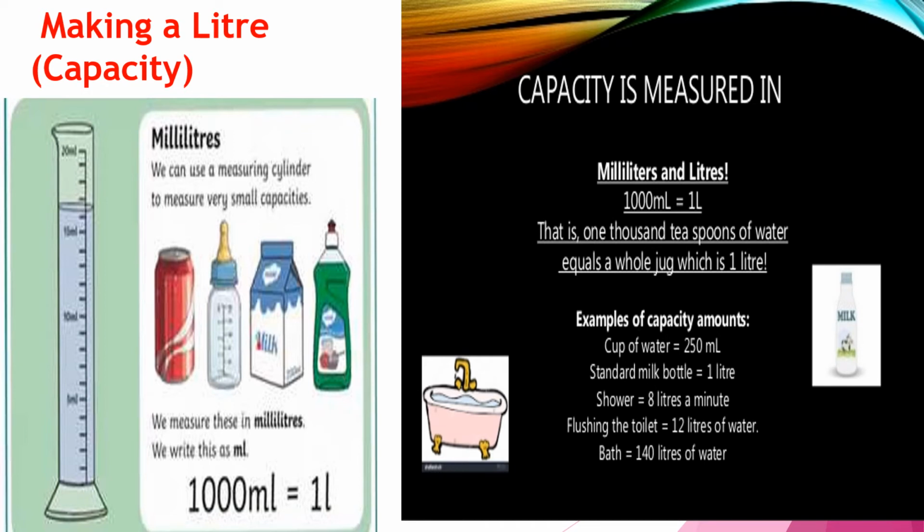Examples of capacity amounts are a cup of water. A cup of water equals 250 milliliters. So each time you drink a cup of water, you're consuming 250 milliliters. And a standard milk bottle, such as the one we have in this picture, is 1 liter. When we shower, we use about 8 liters per minute. And when we flush the toilet, we use about 12 liters of water.